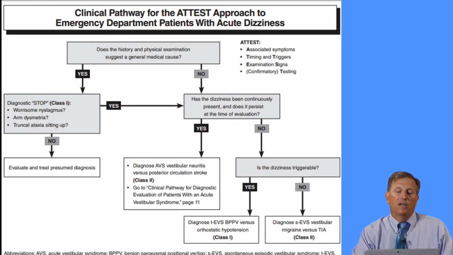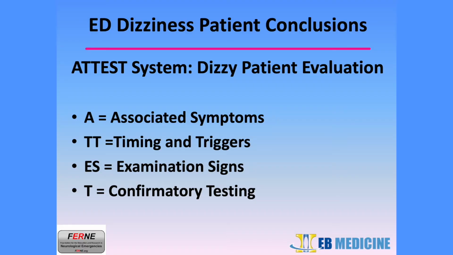Now, this is the clinical pathway for the approach to ED patients with acute dizziness, and there are many parts of it that we will consider today. In conclusion, the ATTEST system for the evaluation of the dizzy patient includes the following: A, associated symptoms; T, timing and triggers; E, examination signs; and T, confirmatory testing.